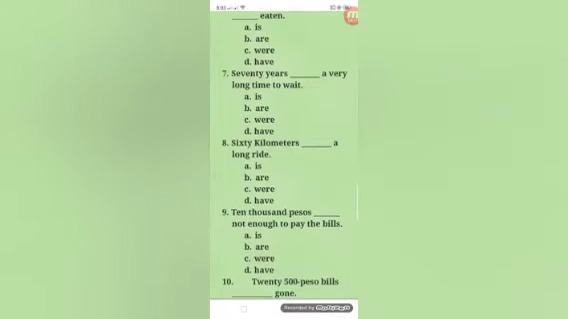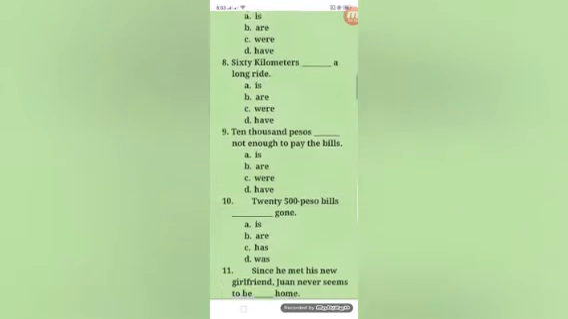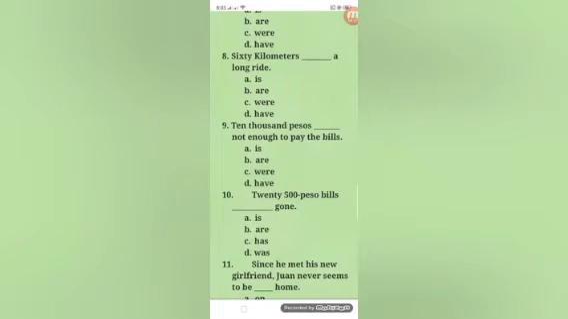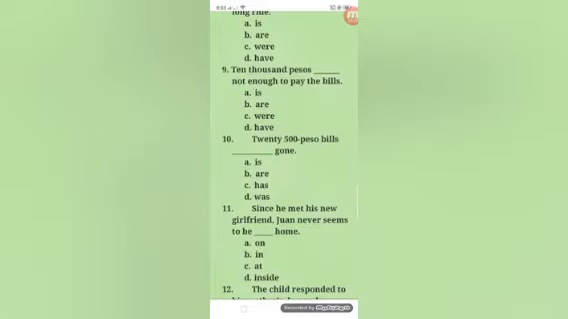Next one. 70 years. Time, distance, and amount of money always take a singular verb. So 70 years is a very long time to wait. Letter A. Number 8, 60 kilometers is a long ride. Again, because this is distance. 10,000 pesos, it's an amount of money, so it's not enough to pay the bills. Letter A. Number 10, 500 peso bills are gone. The answer here is letter B, are gone.